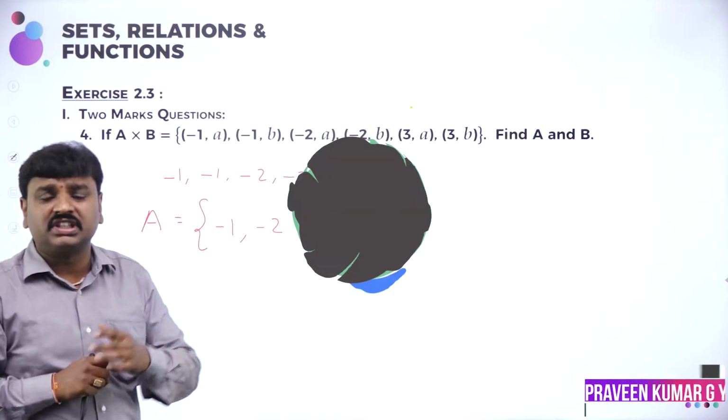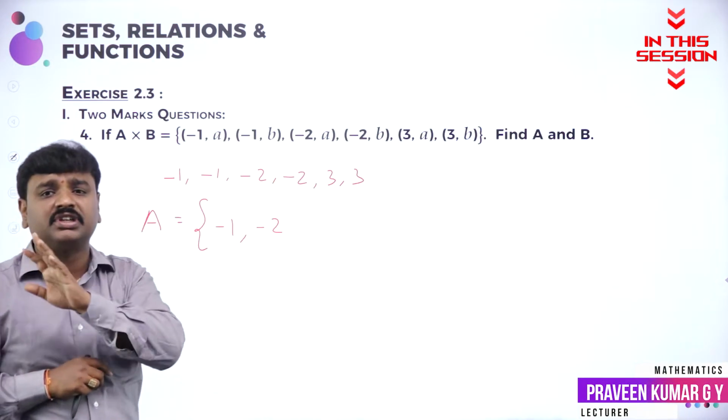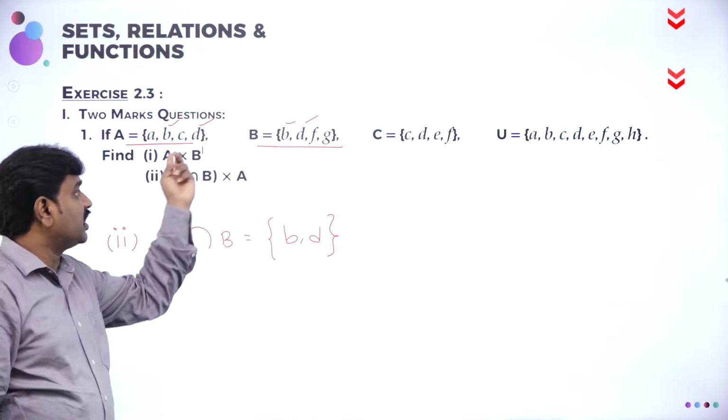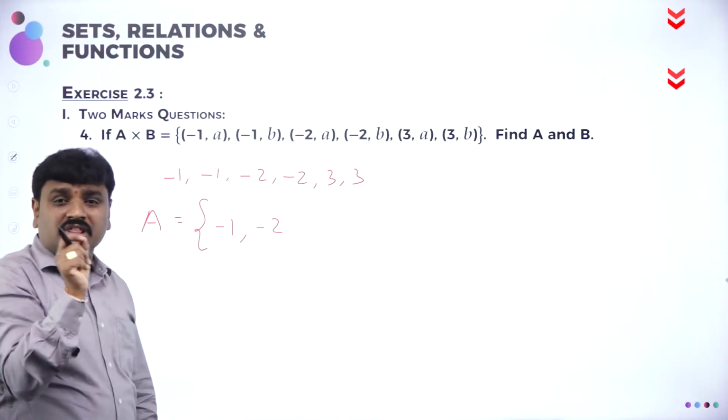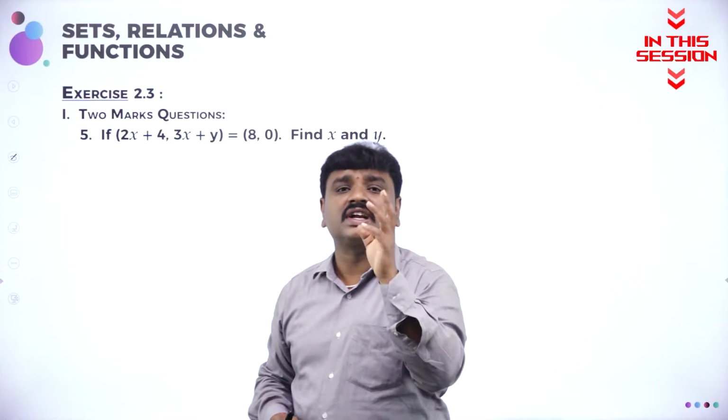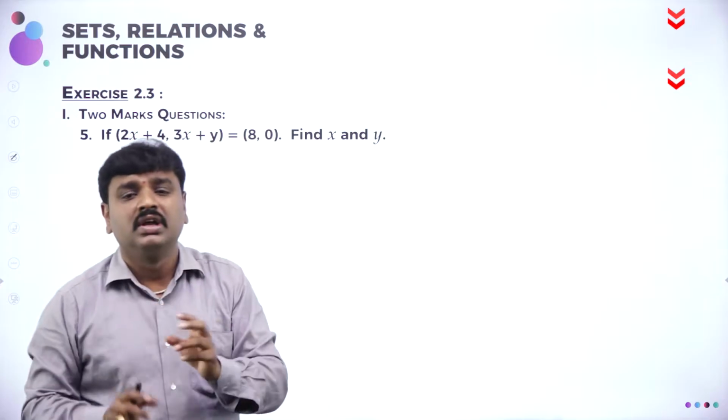What is the definition of set? Set is a collection of well-defined distinct objects. Objects should not repeat, or elements should not repeat. So intersection means what? Common elements in both. Set of all the first elements belongs to the first set. If two ordered pairs are equal, then their corresponding elements have to be equal.